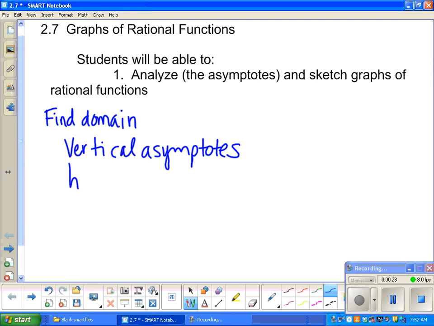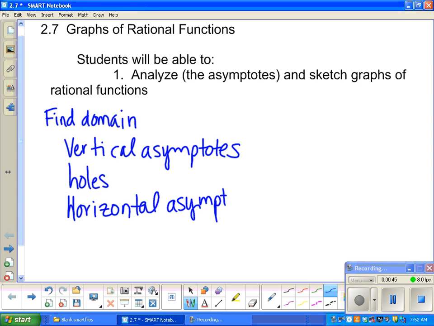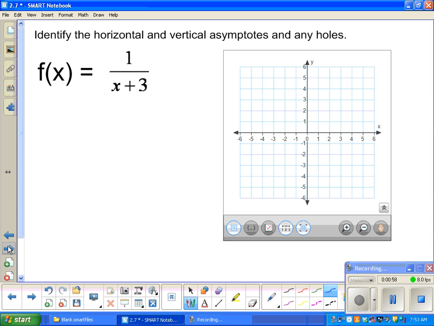The holes. The horizontal asymptote. And then once you put those on there, you'll be able to complete the graph by completing a t-chart. Let's look at the first one.